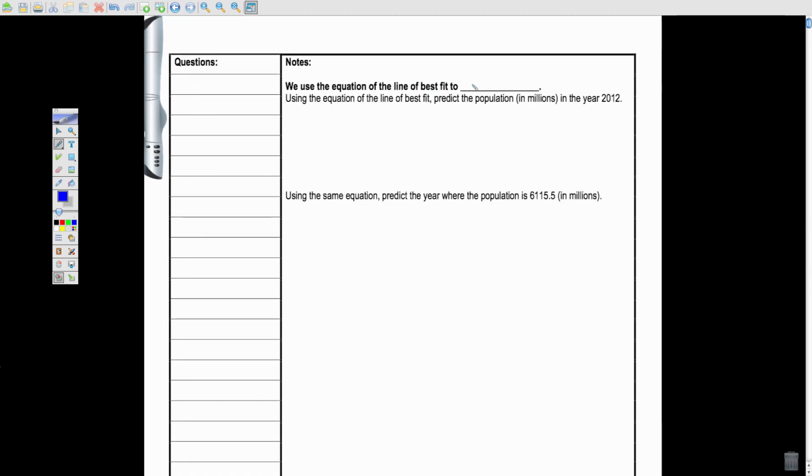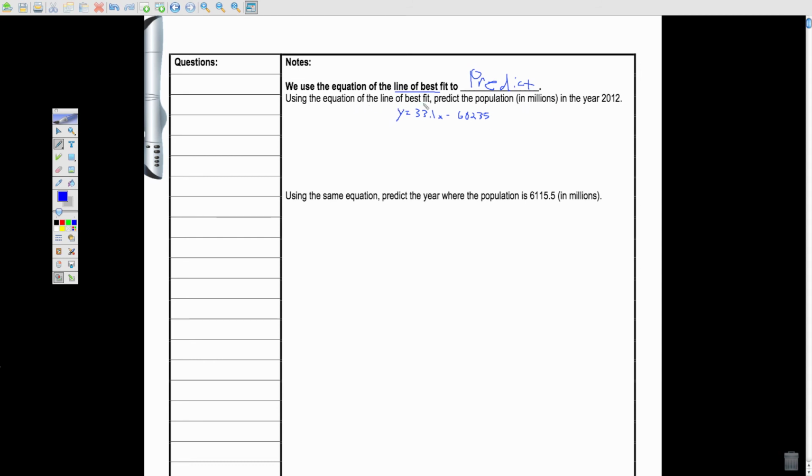Next page, we use the equation of line of best fit to predict. Again, lines of best fit, that's what you can use to predict. Okay, using the equation of line of best fit, predict the population in millions for the year 2012. If you go back to the previous page, our equation was y equals 33.1x minus 60,235. That was on the last page we just did.